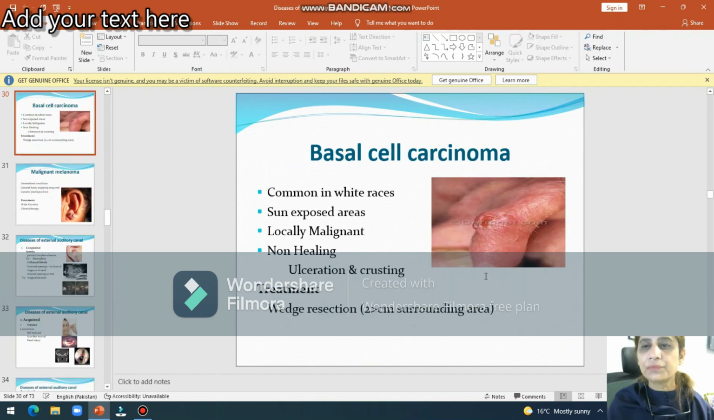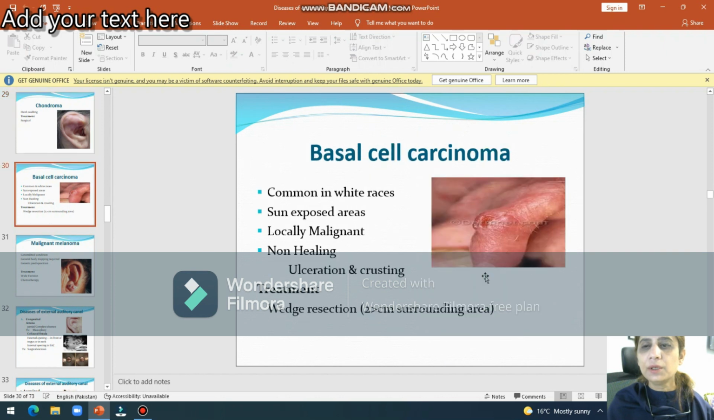You can see this is a basal cell carcinoma, and in any carcinoma, the margins of the ulcer will be everted and the base will be indurated. So you can see a non-healing ulcer over the pinna.